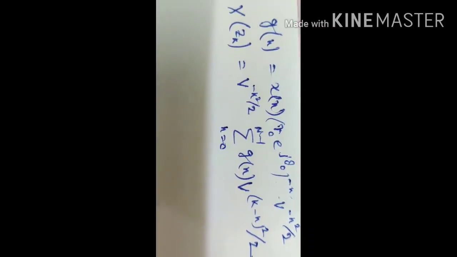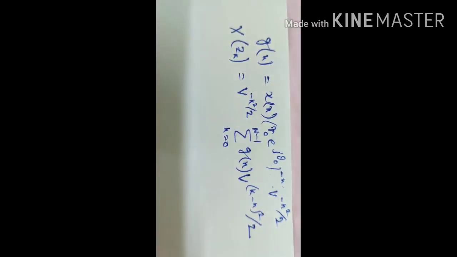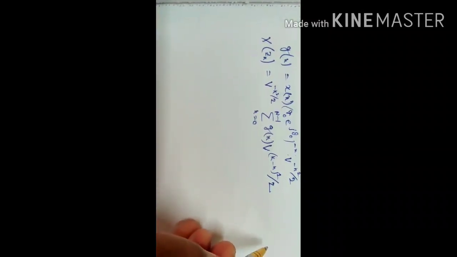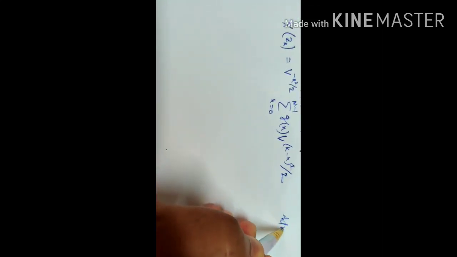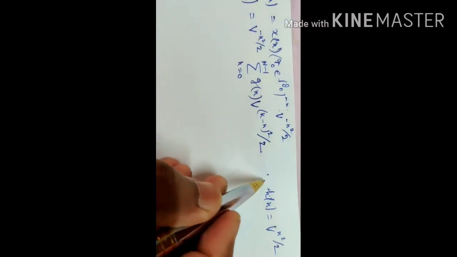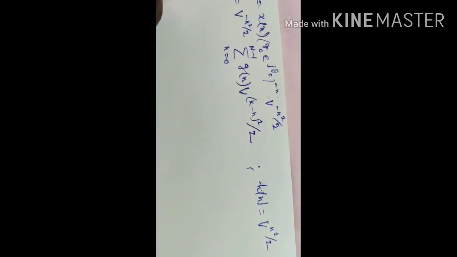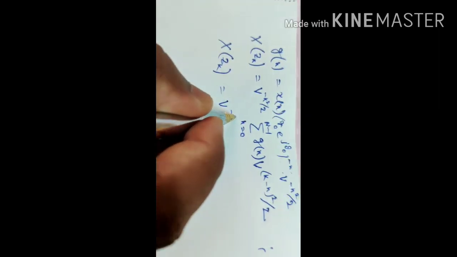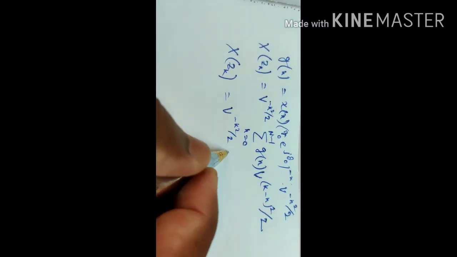expression xzk. So the summation can be interpreted as the convolution of the sequence gn with hn, where hn is the impulse response of the filter, that will be v to the power n square by 2. So then xzk will be represented as v to the power minus k square by 2 into yk.